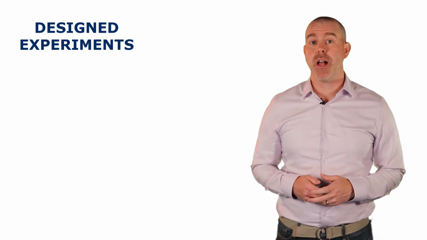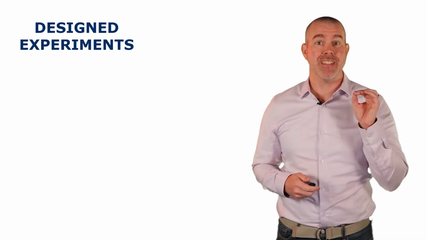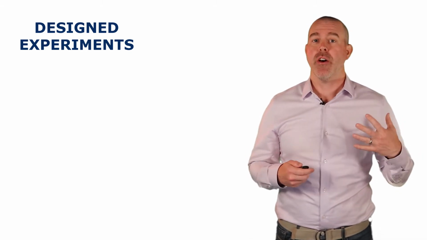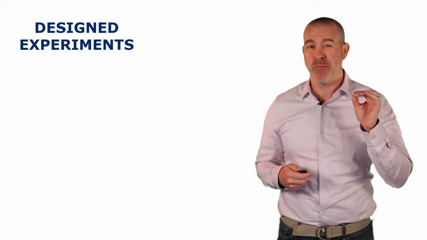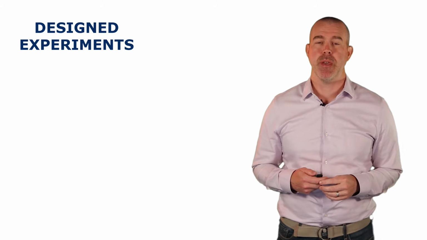So in this video, we're going to talk about designed experiments in the statistical context, about how to design a good experiment where the results can explain causation between one variable and another. We've actually talked about a couple of these already.